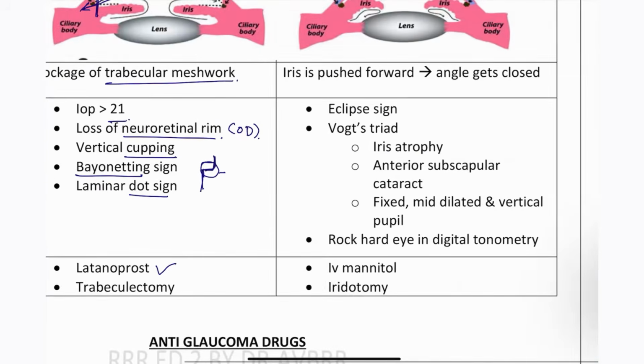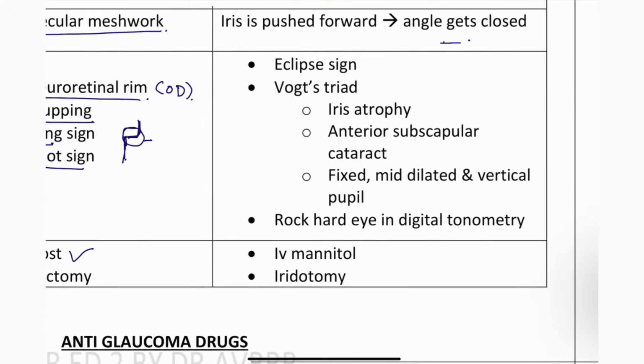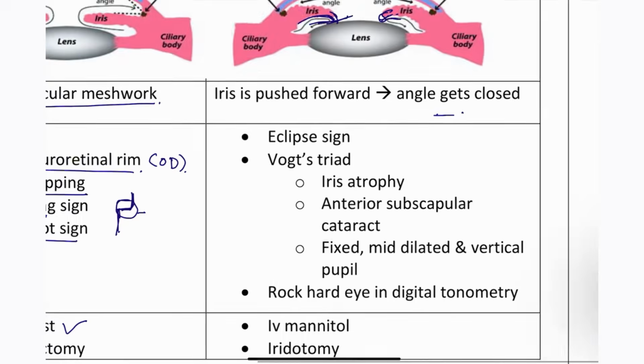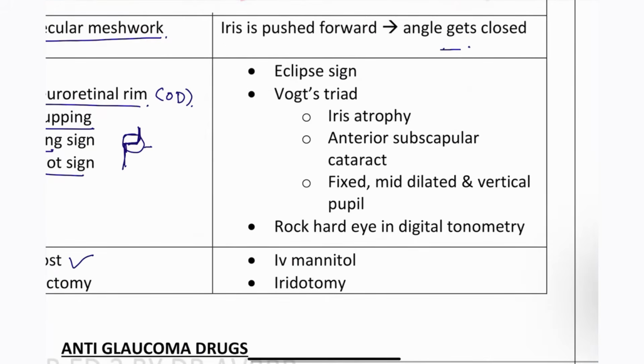Next, closure glaucoma. In closure glaucoma, the iris is actually pushing here. The fluid has to come out, but the blockage here is the iris, which is going to block it. So this is seen in patients with closure angle glaucoma. Here you can see, sorry, this is the closure angle glaucoma only. The iris is pushed forward, so the angle gets blocked.